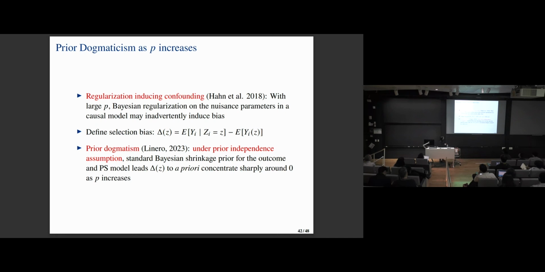What Linero finds is very interesting. Remember earlier we mentioned that in Bayesian you make this assumption called prior independence. The propensity score model and the outcome model are a priori independent, the parameters, right? This assumption is standard. He found that in the high dimensional case, with the standard Bayesian shrinkage priors, essentially Bayesian high dimensional is all about shrinkage, for the outcome model and the propensity score model, they will lead to this selection bias a priori concentrating sharply around 0 as p increases.